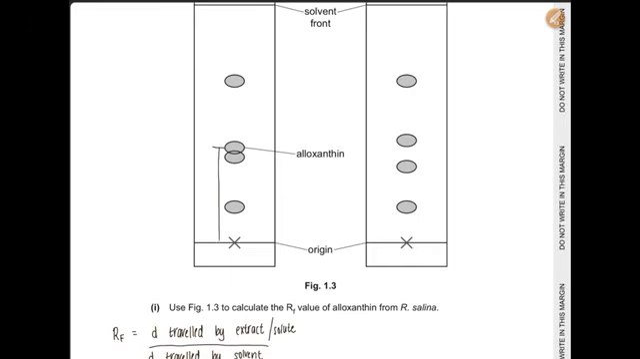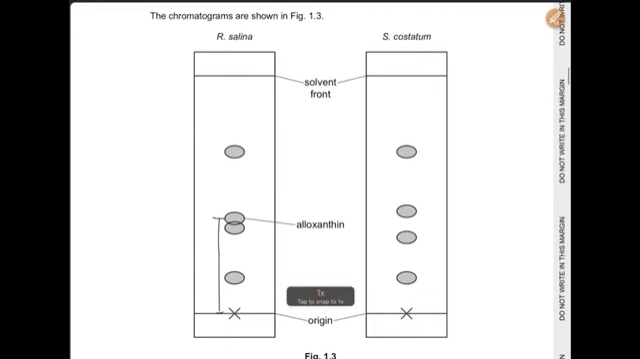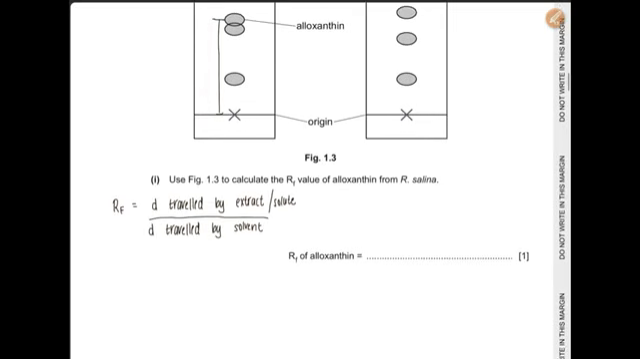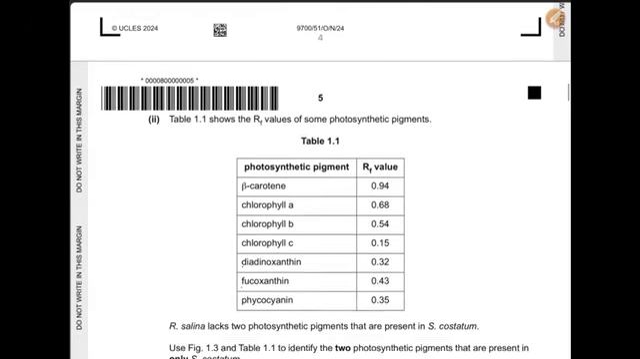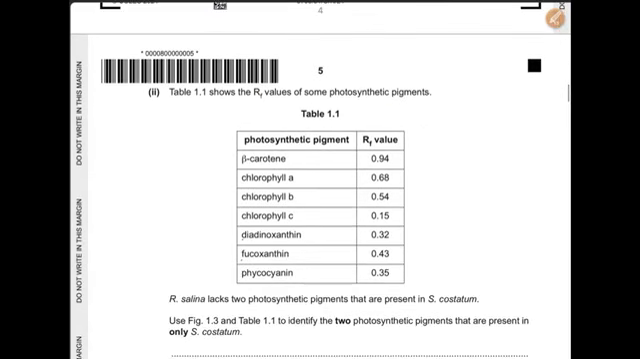This one. Divided by the solvent, it's going to be starting from the origin all the way up to the solvent front. You're supposed to divide them together and you will get 0.4. Remember, it has no units. Okay. Table 1.1, this table here, shows RF values of some photosynthetic pigments. So the RF values are given as well as the name of the pigments.